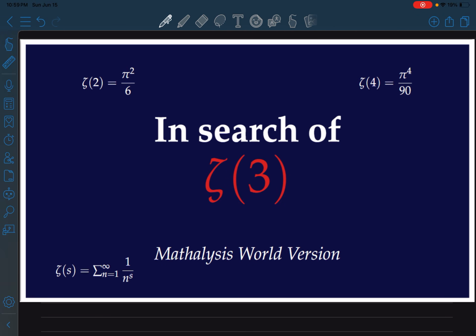Inserts of Zeta 3, Mathalysis World version. If you guys do not know about the zeta function, let me just give a very short introduction.